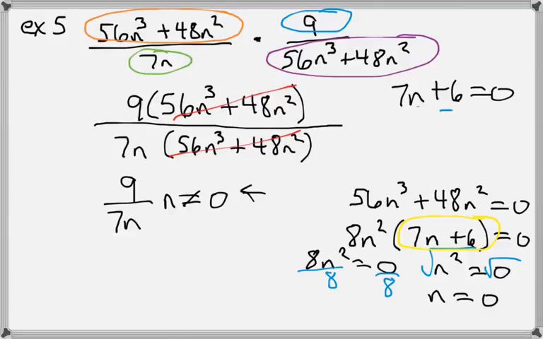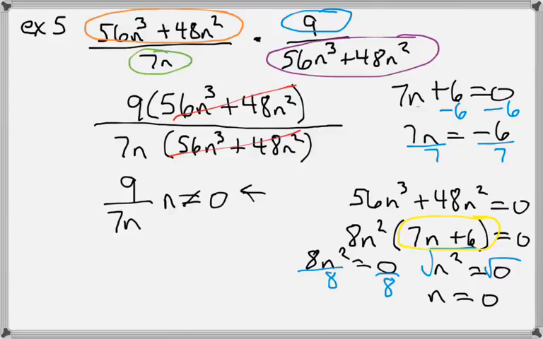Work on getting n by itself. I'm going to subtract 6 from both sides. I get 7n is equal to negative 6. And then I'm going to have to divide both sides by 7.